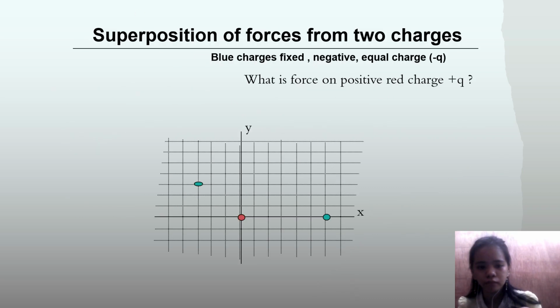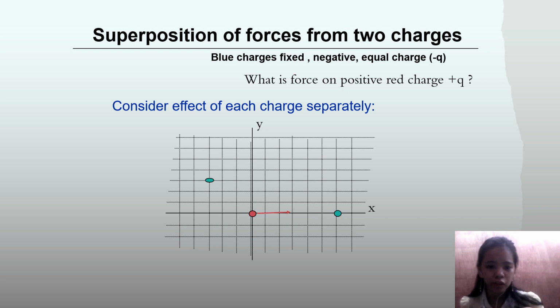So next, superposition of forces from two charges. The blue charge is negative, with equal charge Q. What is the force on the positive charge? So consider the effect of each charge separately. So this one is the negative and this one is the positive.